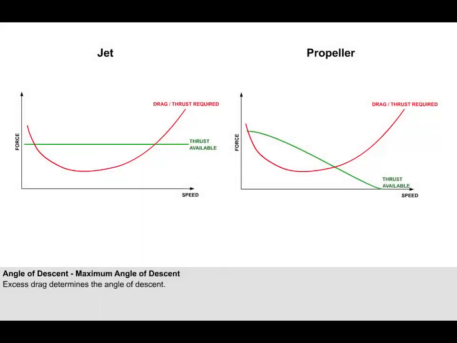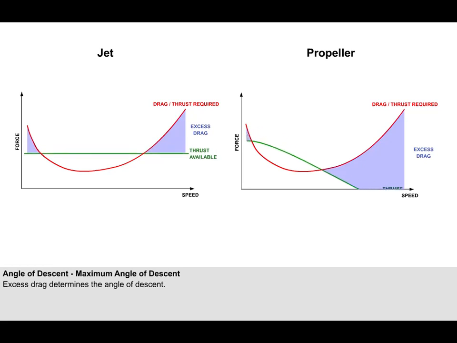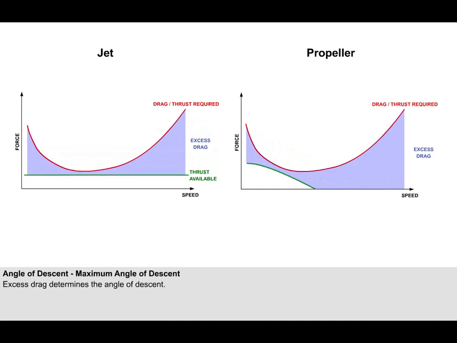Shown on screen are the thrust and drag curves for a jet and propeller aeroplane. We have learnt that in order to descend, there has to be an excess of drag. On the graphs, excess drag can be found by taking the area beneath the drag curve and subtracting from it the area beneath the thrust curve. The highlighted areas represent excess drag. Notice that if thrust is reduced at any given speed, then excess drag increases. Therefore, the descent angle increases, just as was shown on the forces diagram.